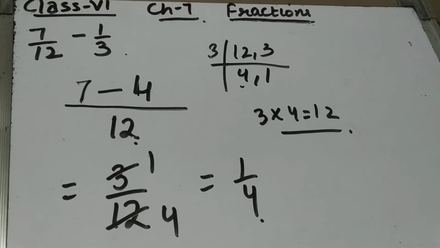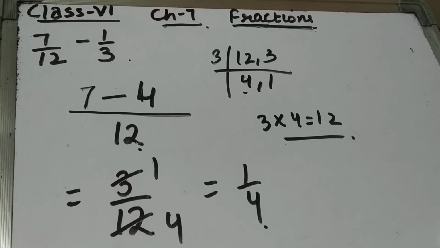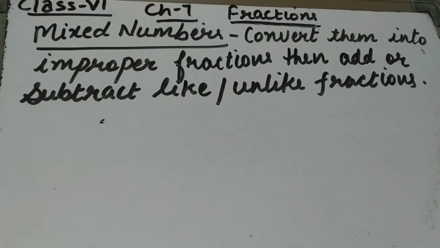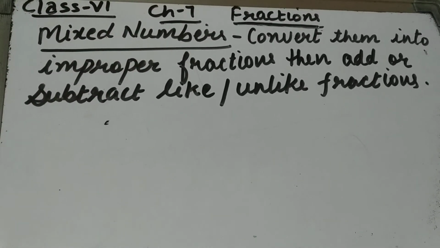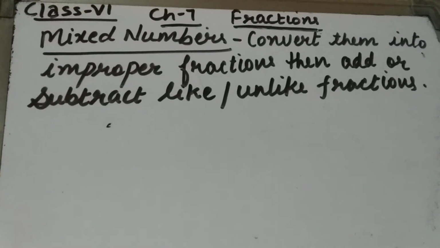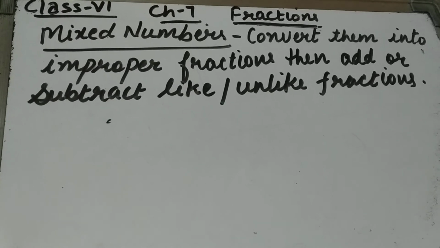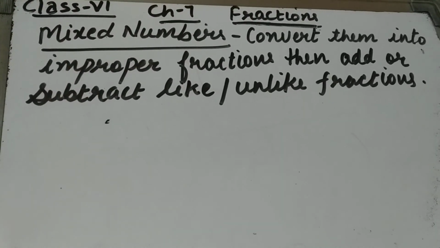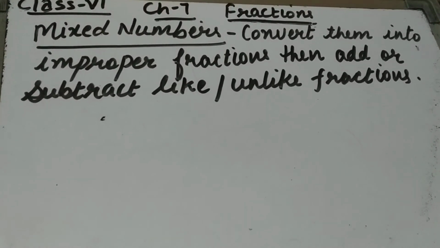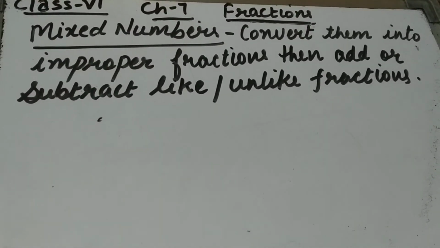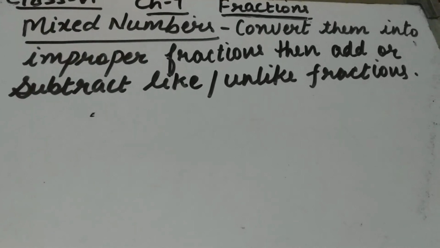Now next is mixed numbers. How do we add or subtract mixed numbers? If we have mixed fractions, we convert them into improper fractions, and then add or subtract. The improper fractions can be like or unlike. After converting the mixed fractions into improper fractions, we add or subtract. I will explain with an example.